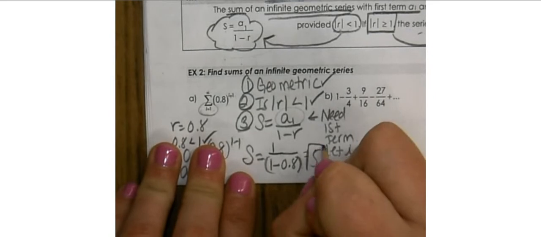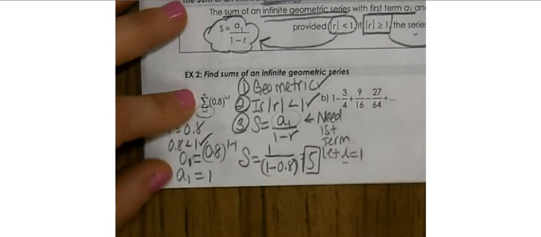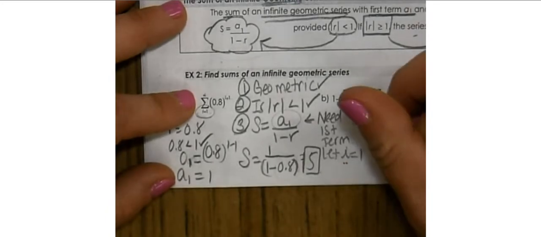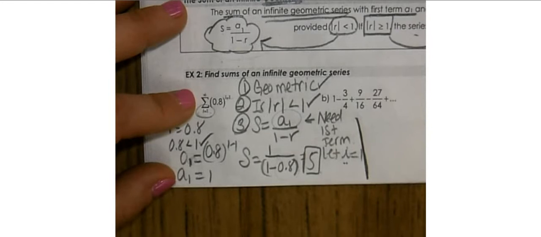So that means that if we were to come up with all of the terms of this sequence, add them together as a series, all of those numbers would add together and equal 5. They would eventually approach the number 5.